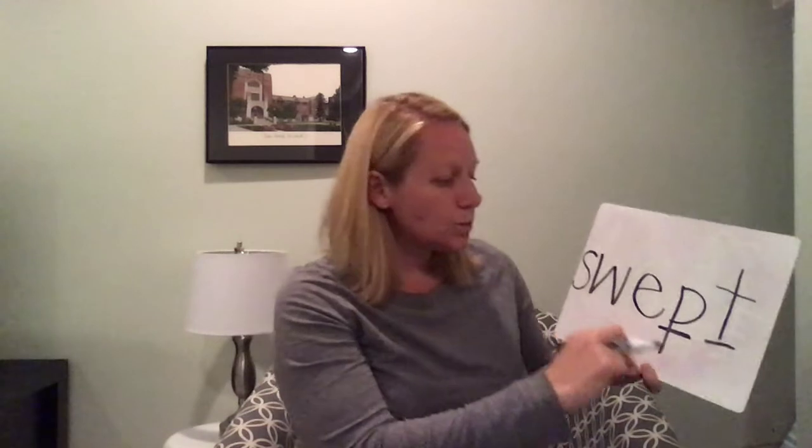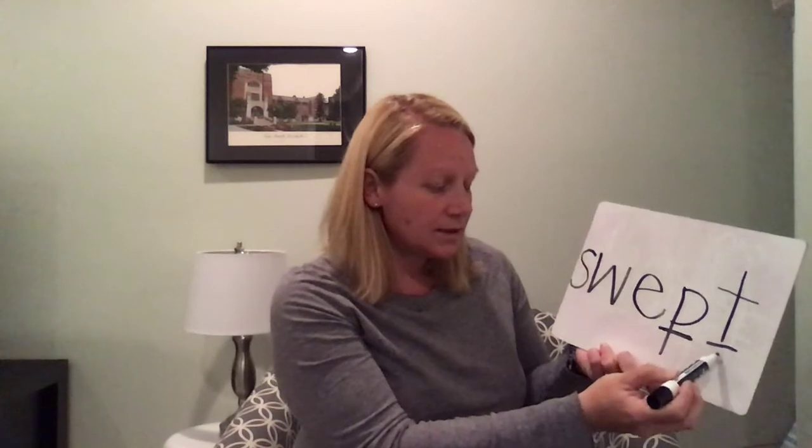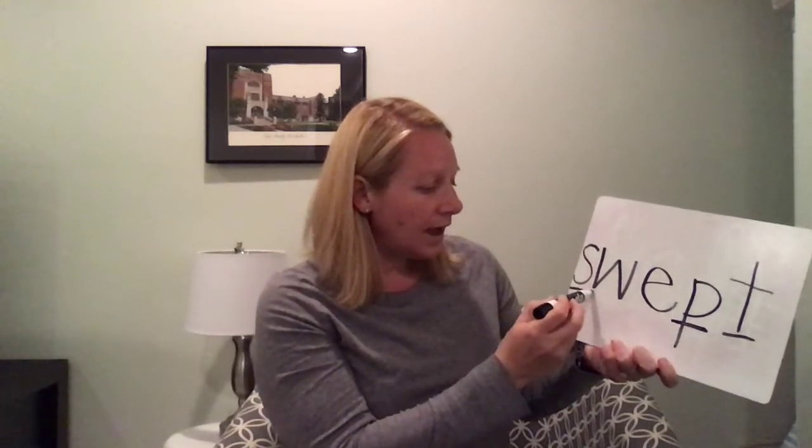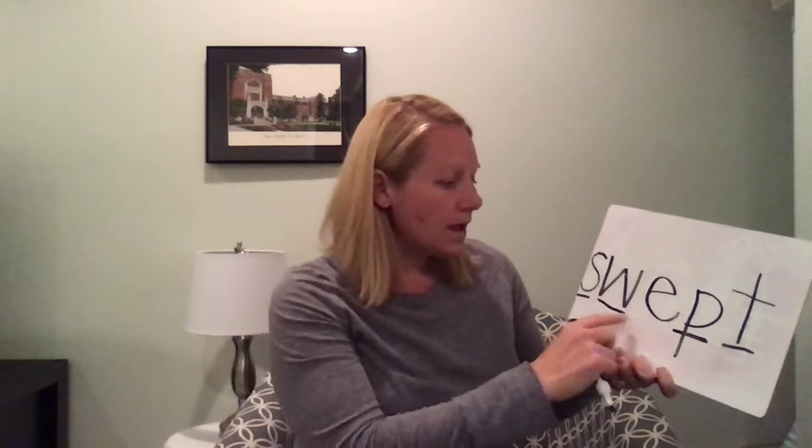Swe, swept, swept. I'm noticing that I still have my blend at the end, pt, but I also have a blend at the beginning. Two consonants, each making their own sound. Swept, swept. It's hard to hear all those sounds, but they're all there when we stretch out that word. Okay, now I want you to make the word crept. Crept. Keep the parts that are the same, take away the parts that are not there anymore, and figure out which sounds are there instead. Crept.